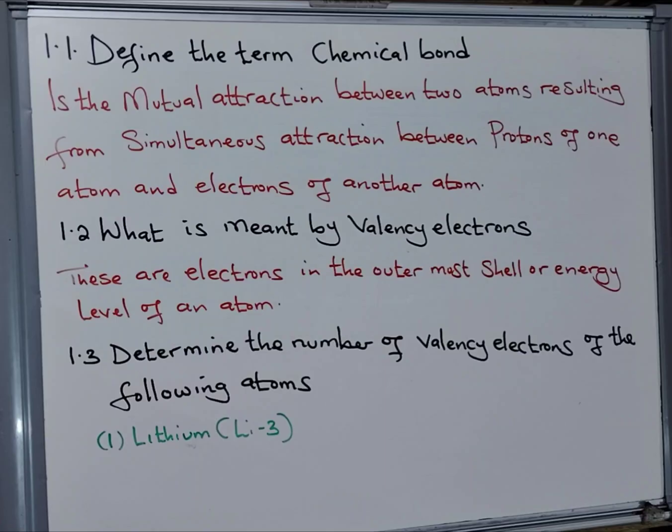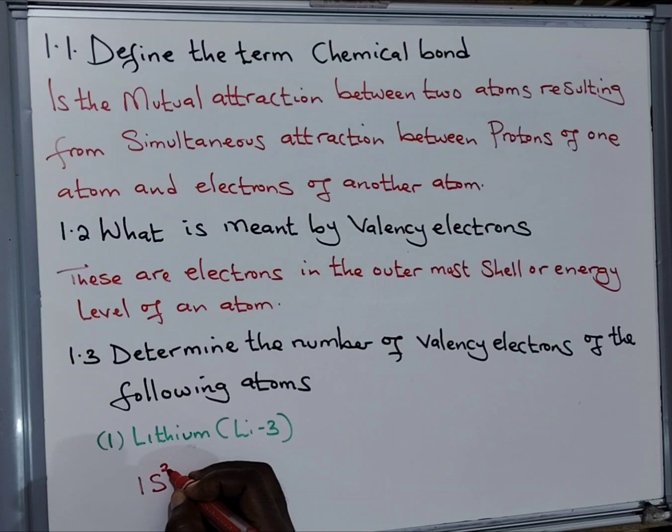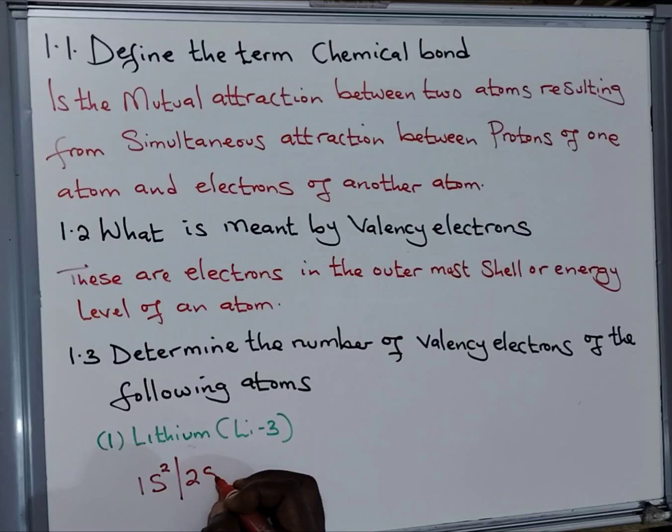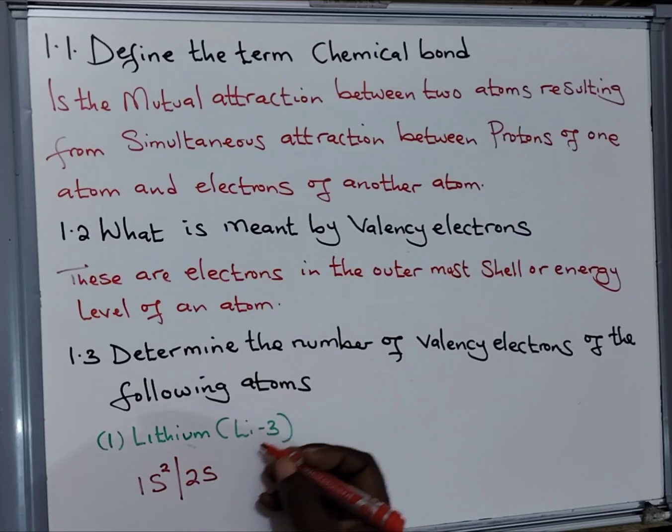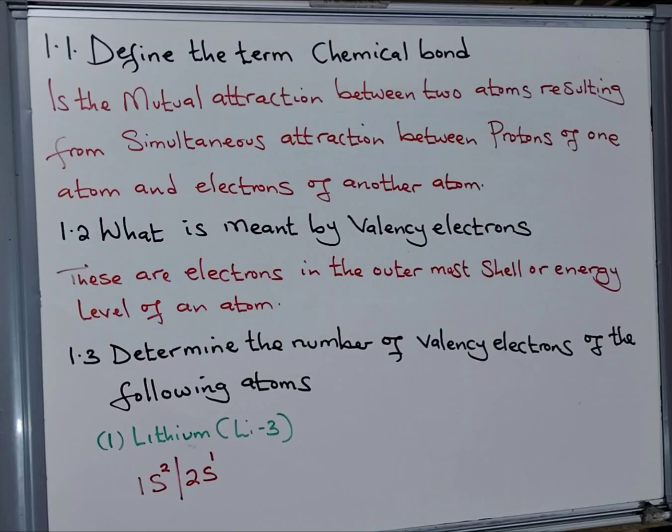So if lithium has 3, this is what you have to know, that when you happen to write the configuration, the first shell has a maximum of 2. Okay? And the second shell takes the remaining 1. Now, from here, I need you to know that for lithium, what you have here are the valence electrons. And what do we see? We have 1. So there is 1 valence electron in lithium.